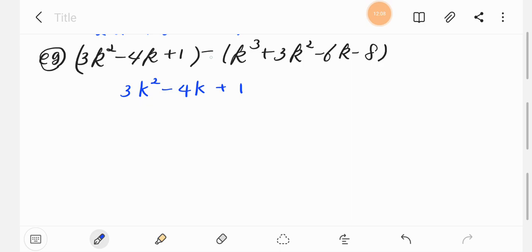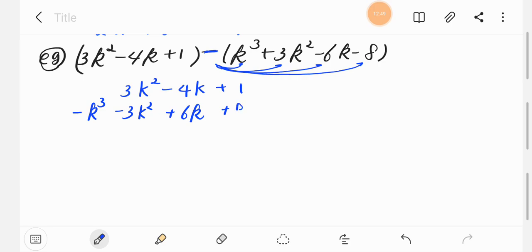And the second polynomial. When you write the second polynomial, we multiply each term by negative, so make it opposite. So k cubed will be on the left side of this k squared term, so it will be negative k cubed. And then we have 3k squared. Multiply by negative, which means make it opposite, change the sign. So 3k squared will be minus 3k squared. And then minus 6k will be plus 6k, and then negative 8 will become plus 8.